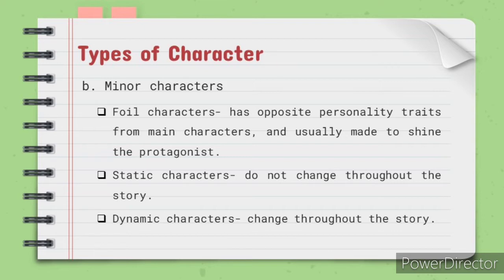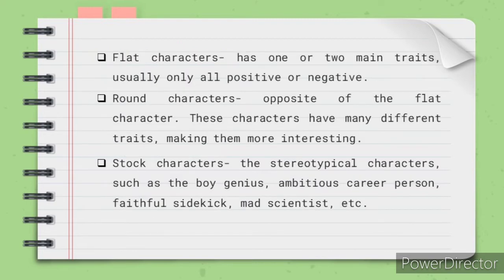Dynamic. Dynamic characters change throughout the story. They may learn a lesson, become bad, or change in complex ways. Next is a flat character. A flat character has one or two main traits, usually all positive or all negative. They are the opposite of a round character. The flaw and strength has its use in the story. Next is round characters. These are the opposite of flat characters. These characters have many different traits such as good and bad, making them more interesting.